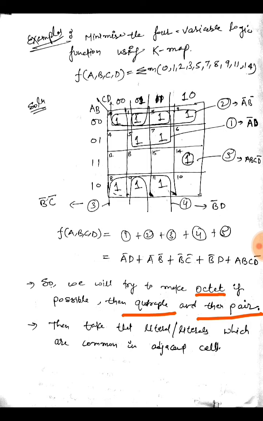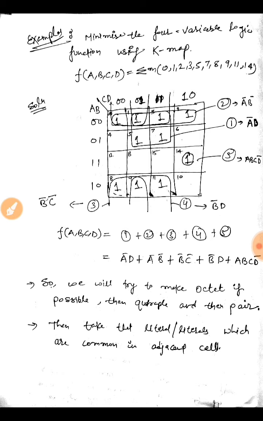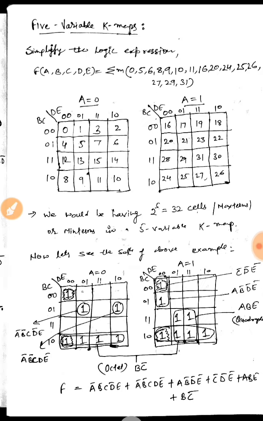And if a pair is also not possible, then I will take the cell as it is and represent it using all the variables. So I will make the pair, octet or quadruple, and then write the literals which are common in all the cells, or which are not changing. Okay, so this is how we can solve it.